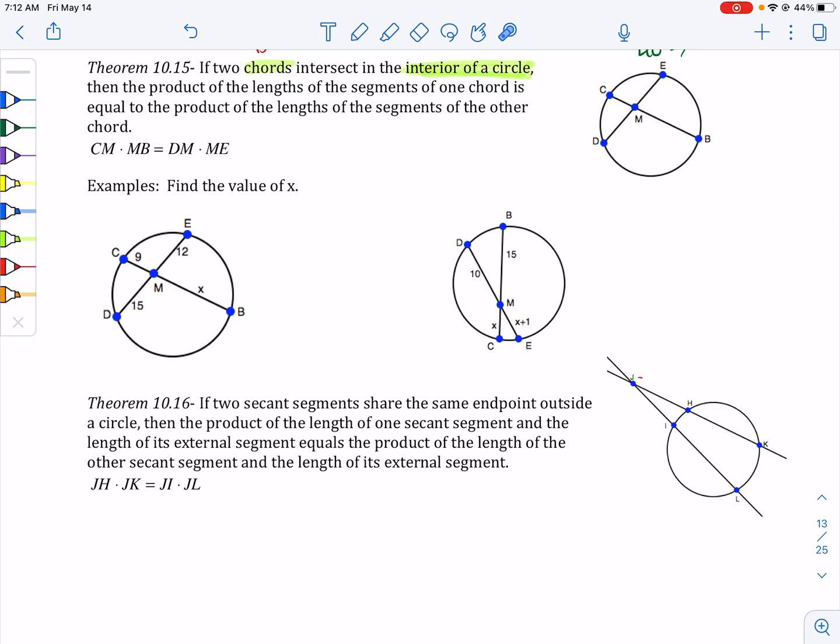So product means you're multiplying. So you're taking this segment and you're multiplying this times this equals this segment, you're multiplying this times this. So we can take each of the little parts and multiply them together, so then we can find out some missing piece of information. Okay?